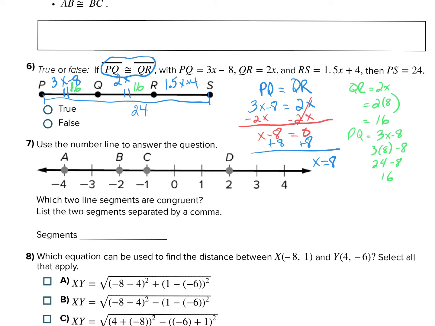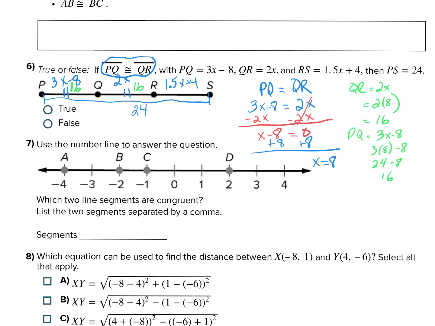So now, technically, I don't need to go any farther because 16 plus 16 is 32. And that's more than what they initially told us. But I'll finish it out just so you can see how it plays out.